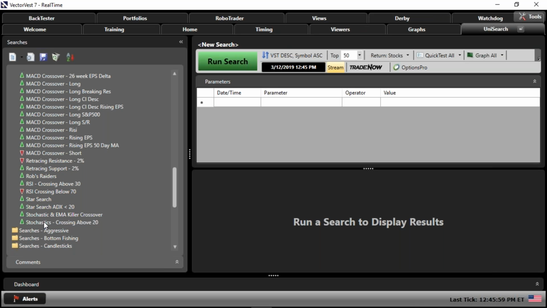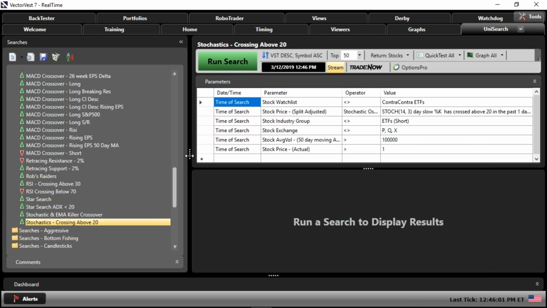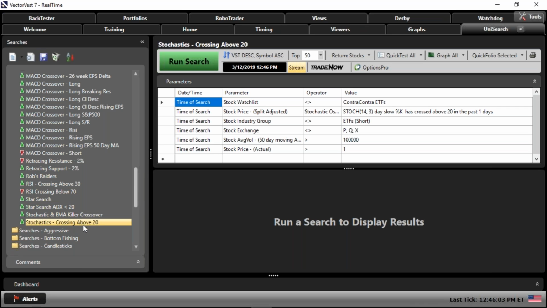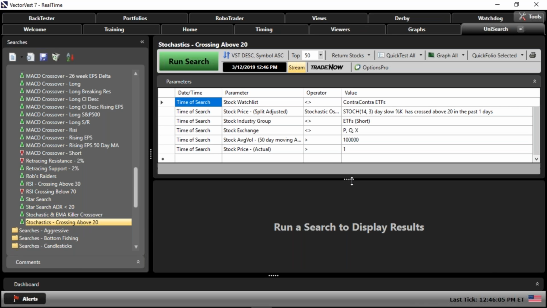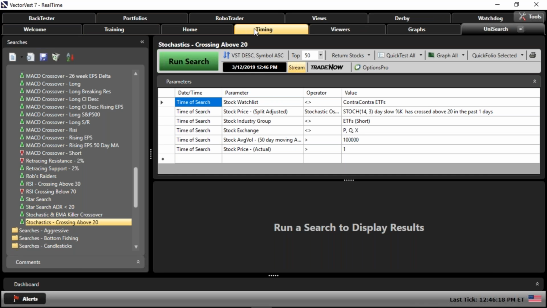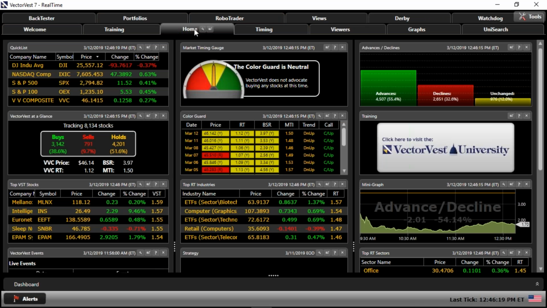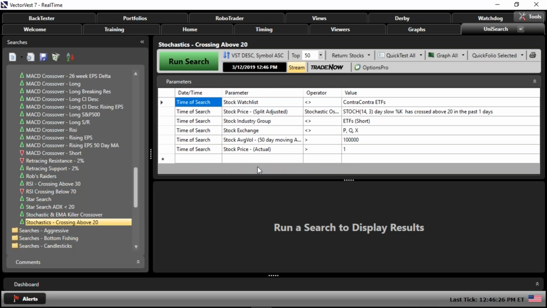We have a search in the ProTrader tool, finding stocks whose stochastics is crossing above 20, and I'm going to add a one-line parameter to it. I'm only going to look for stocks in the S&P 500. If I were to run this search right now at 12:46 p.m. Eastern Time, I'm looking at all 8,134 stocks that we currently track in the VectorVest program. I don't want to do that. I just want to look at the S&P 500.